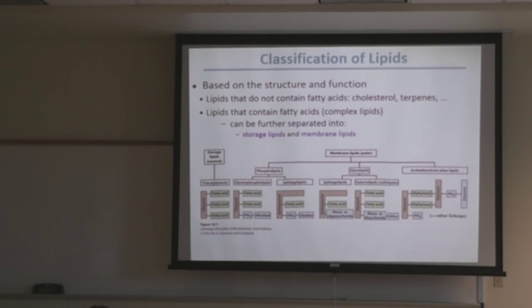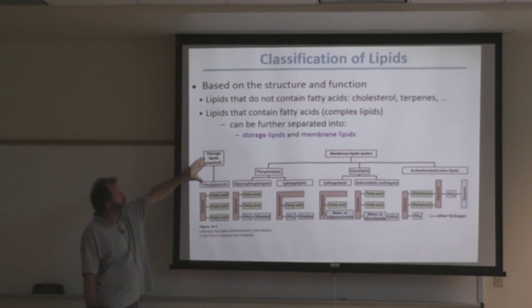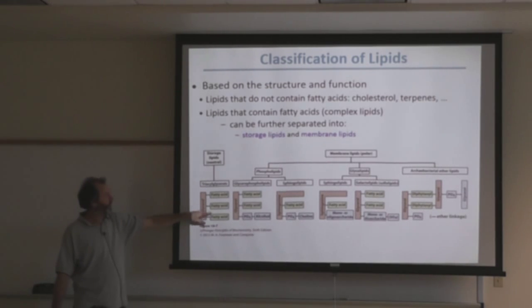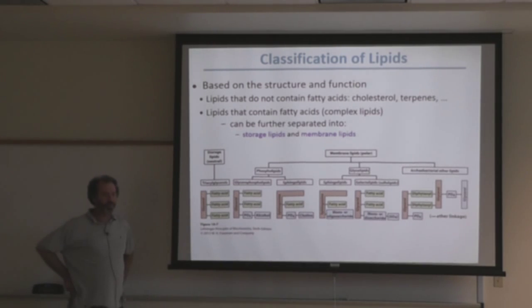So basically, lipids are classified based on their structure and function. We have storage lipids, which are basically neutral. They're triacylglycerols. You have one glycerol with 3 fatty acids, and they form... Do you know what kind of linkage that would be? Anybody know the structure of glycerol? Not triglycerides, just glycerol.